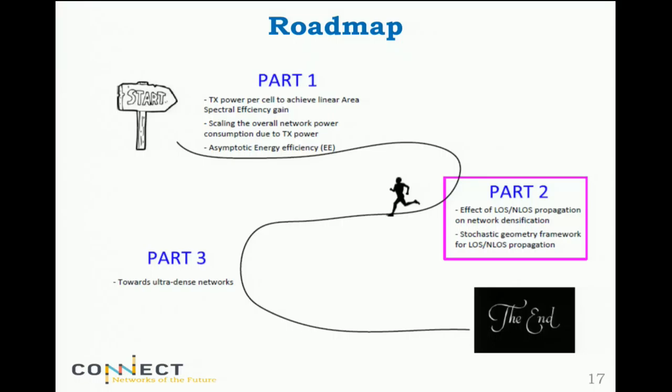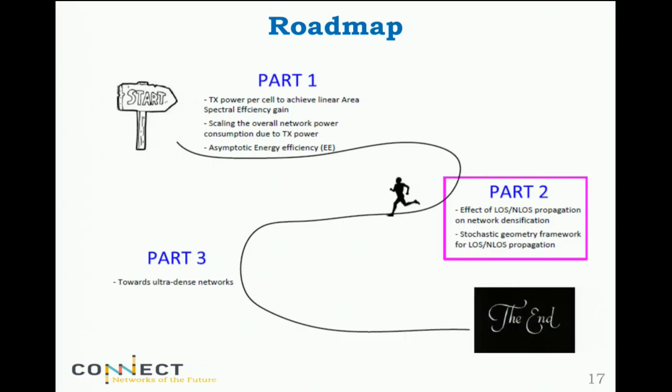Just to give an idea of what we have been doing in the context of dense cell deployments. In the beginning, we looked at the transmit power per cell so that we can achieve a linear area spectral efficiency gain. There are results that mention that if you increase the density of a network, you achieve a linear area spectral efficiency gain. This is true if you have a single slope path loss model, okay? What we investigated was the minimum transmit power you need per base station so that you achieve this linear area spectral efficiency increase with the density.